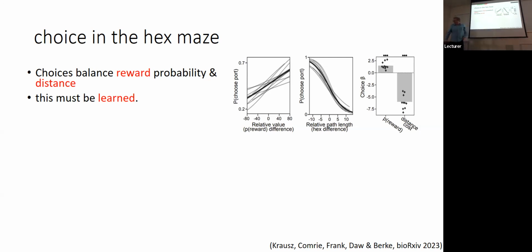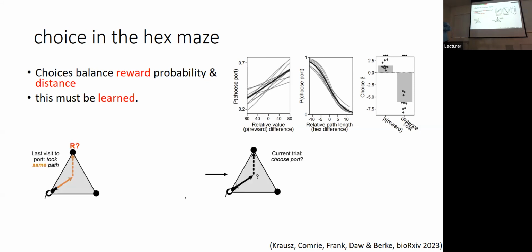So they balance probability and distance, or reward and distance, as you would expect. But of course, they have to learn this by trial and error. And that's the credit assignment problem there. How does value get around the maze?